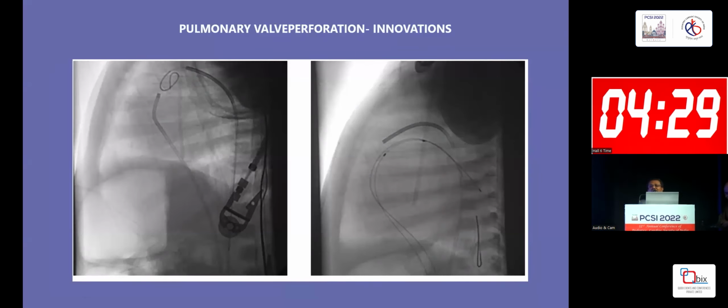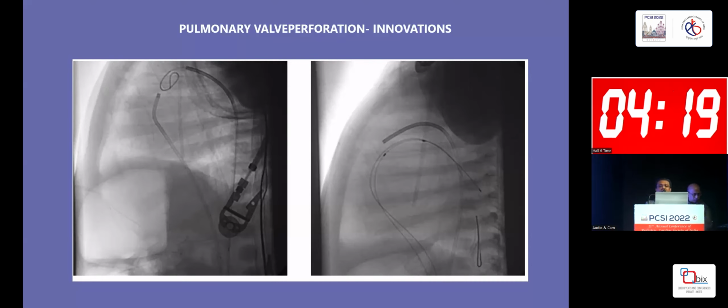Sometimes you can get some wonderful innovations if you go through the literature. This is one thing which I found out in a Saudi article. So here they use a snare for RVOT perforation. They introduce the snare through the PDA end to the RVOT. And then when you use a stiff end of the catheter to puncture the pulmonary valve, it's easy to snare it inside the pulmonary artery, and you know you're not damaging or entering outside the heart. So this is a technique which is interesting.